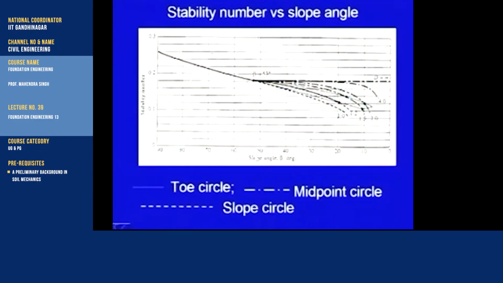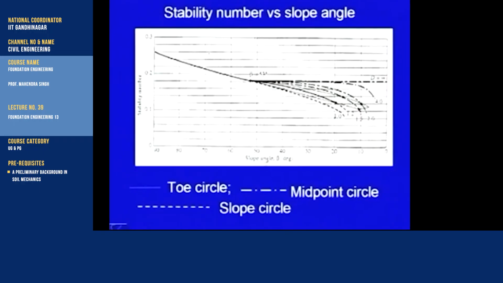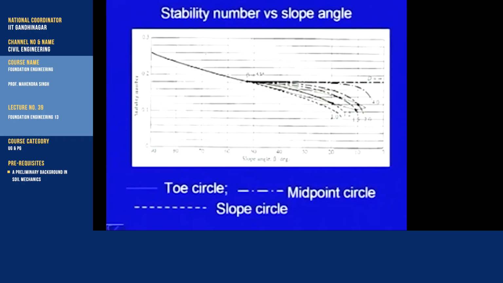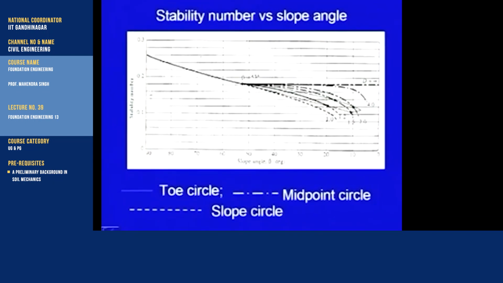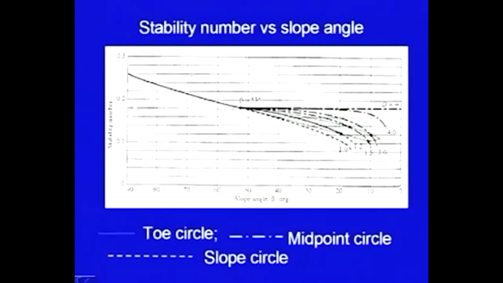Here is the chart of the stability number. On the x axis the slope angle is given in degrees, and on y axis it is stability number. So, it is 0.1, 0.2, 0.3 value, and you can see that from around beta equal to 53 and more than 53, you have only one line. This means this solid line is for toe failure.